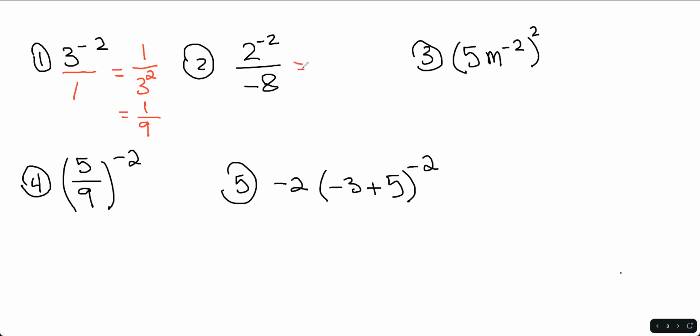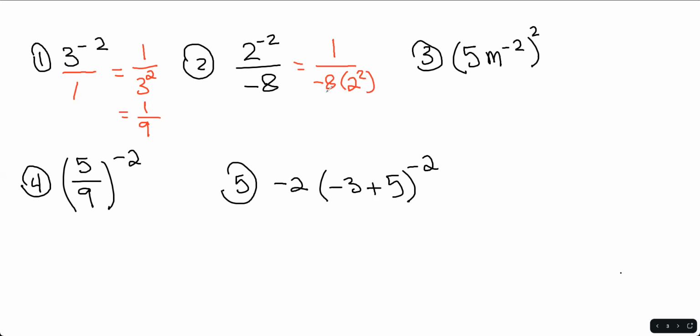How about here? The same thing. So the 2 to the negative 2 will leave and come to the bottom, leaving a 1 on top. But we still have the -8 on the bottom. And this 2, when it comes to the bottom, becomes 2, and the exponent becomes positive.